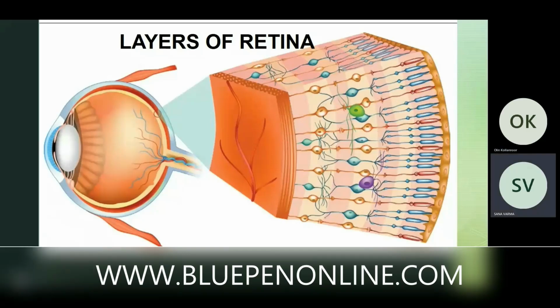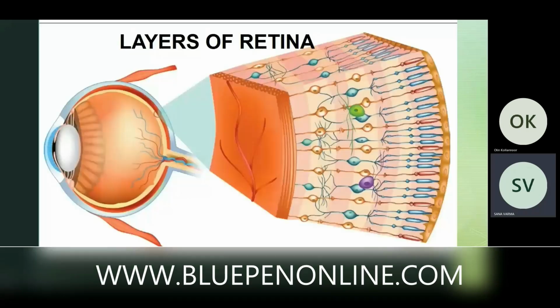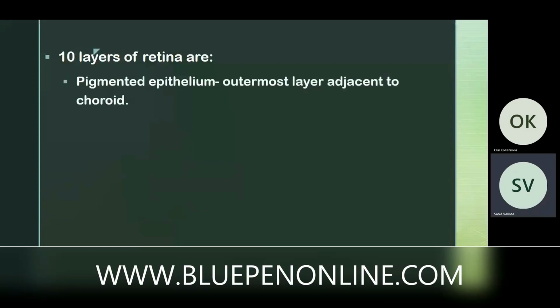So there are 10 layers, and I'm going to start with the outermost part, coming from here to the inner part of the retina. The first layer is called the pigmented epithelium. It is the outermost layer of the retina, seen very adjacent to the choroid.